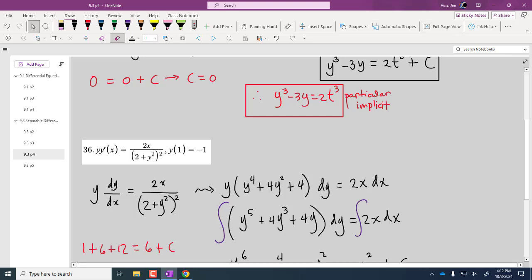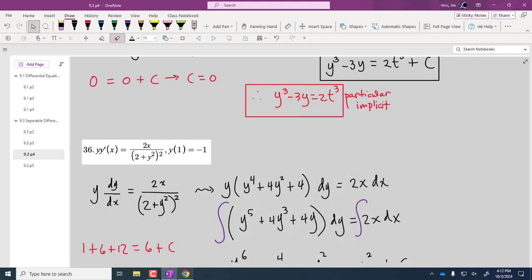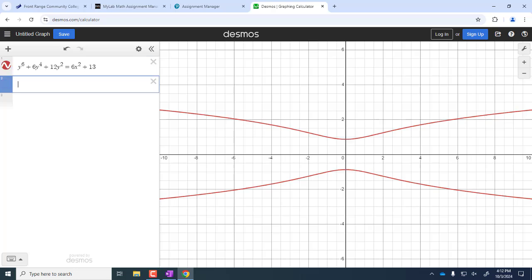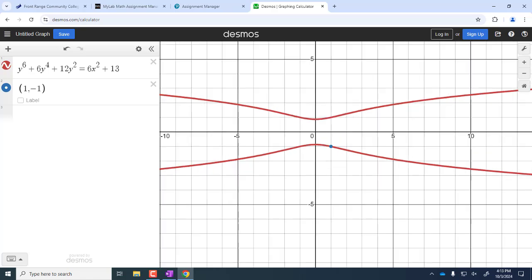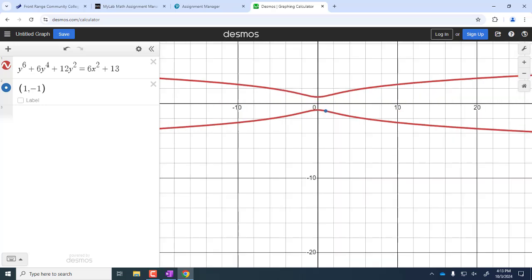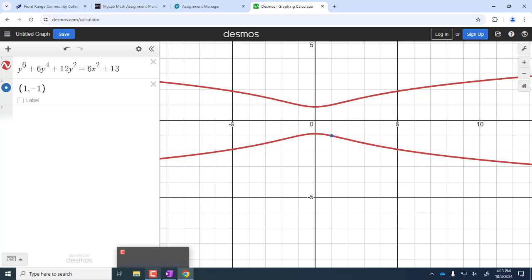1 comma negative 1. Maybe this is a learning moment. All right, so 1 comma negative 1. Let's put this point on here. These things are thick. Like this is slim on low power. All right, so everybody see that? So if we zoom out, this curve has 2 pieces. It has a top piece and a bottom piece, and that initial value is on the bottom piece.